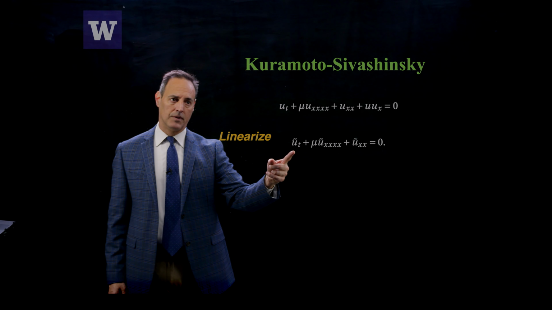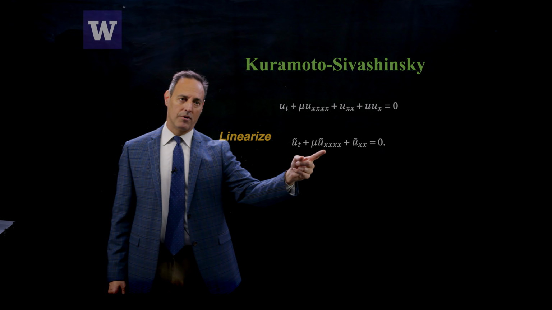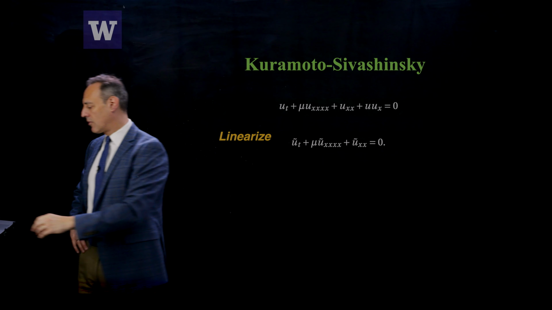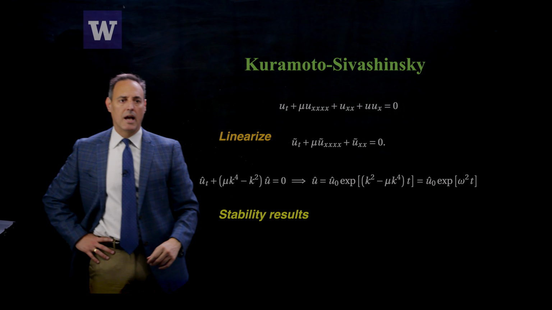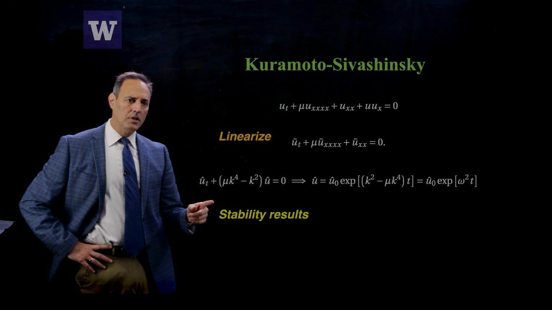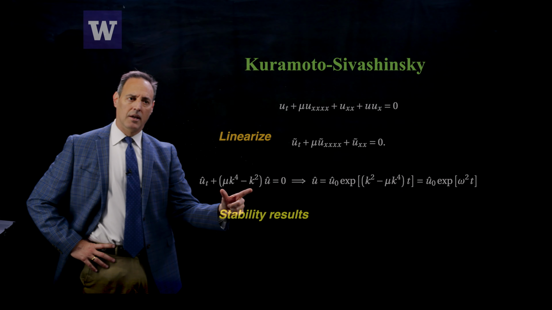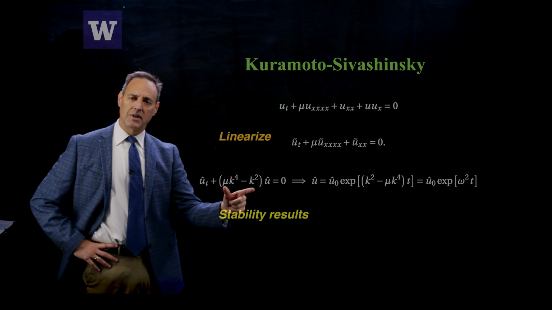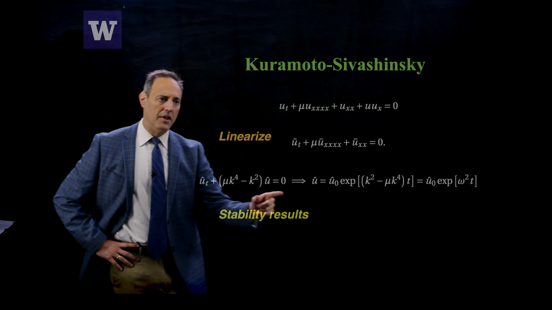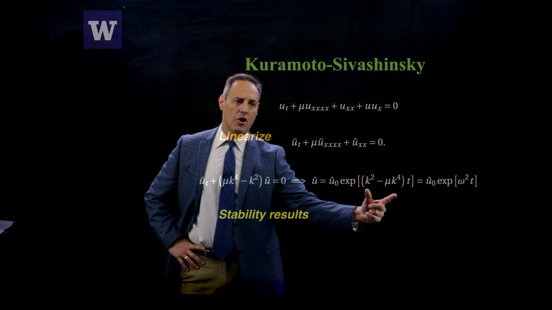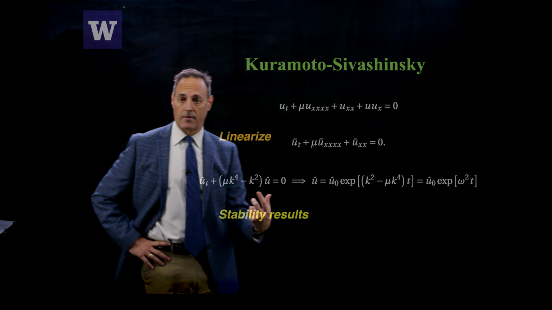There it is. It's a fourth order diffusion equation. I can Fourier transform this, and here's what you get. The fourth derivative gives you a k to the fourth, the second derivative k squared, and then you can write down your solution, and here it is. And in this solution here, notice the exponent has a k squared minus mu k to the fourth.